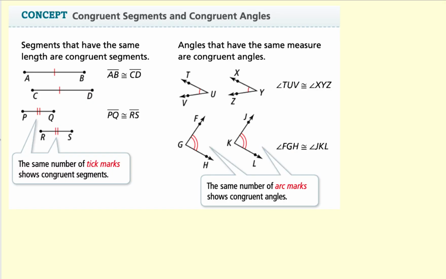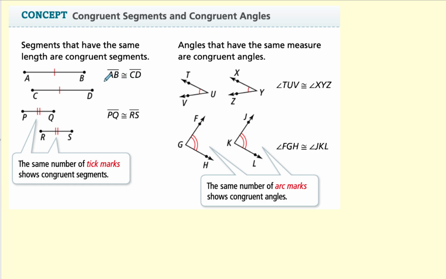Let's take a look at congruent segments and congruent angles. Congruent segments are segments that have the same length, and we designate it with a tick mark. We say this length and this length are going to be the same. If I were to take this figure and move it and put it on top of this one, there would be a perfect match. This is the symbol we use.